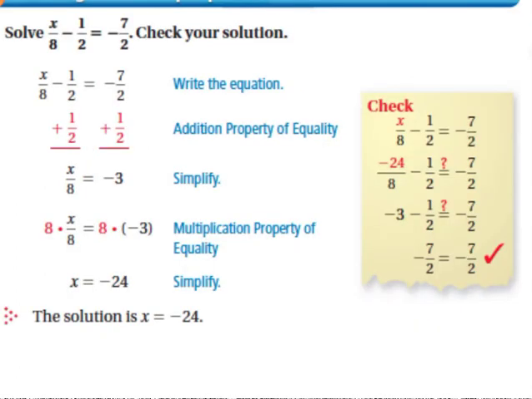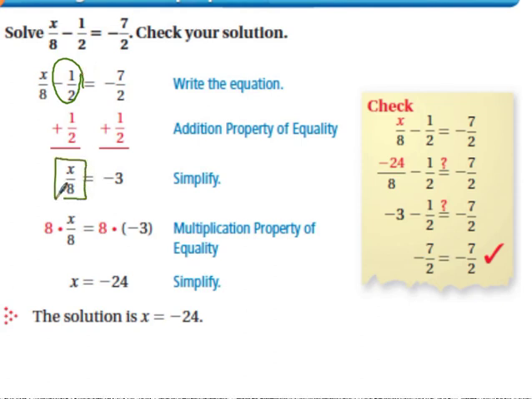Okay? Our next example is solving x divided by 8 minus 1/2 equals negative 7 over 2. We're trying to get x by itself, so the first thing we need to do is get rid of this negative 1/2 or minus 1/2. So we're going to use inverse operations, and we're going to add 1/2 to both sides, and that leaves us with x over 8 equals -3.